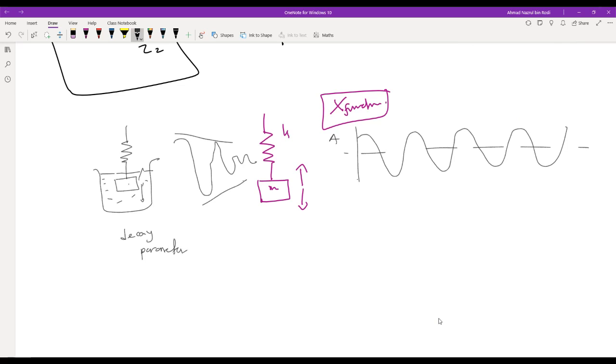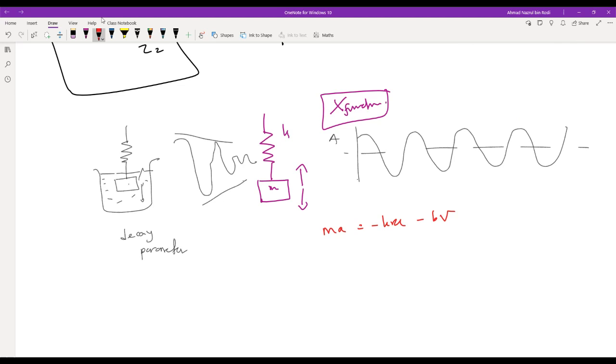For the solution, you need to use what we have learned before, which is ma equals minus kx, and add another term, which is minus bv, where v is the velocity and b is the friction constant. So this will be discussed later in the next video. You can check through Goals.